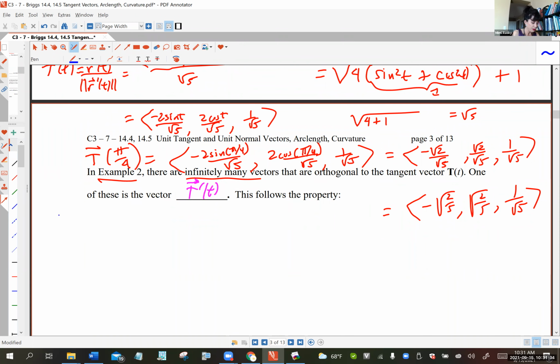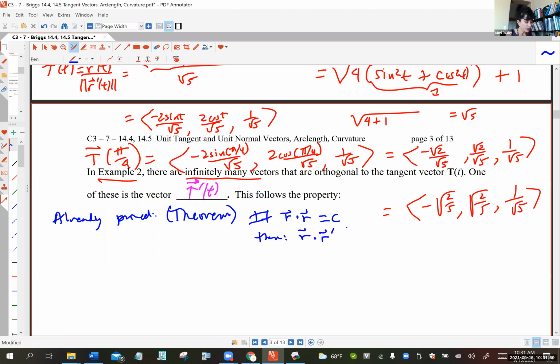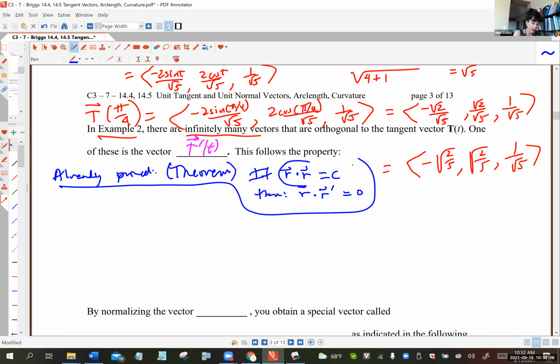I already proved, but I'll prove it again, that there was a theorem in a previous lecture that said if the dot product of a vector with itself gives you a scalar, a pure number, a constant, then here's what has to be true. The dot product of that vector with its own derivative will be 0. This was a theorem, and I did prove it, but I'll prove it again. So take a look at the premise. You get this, say this fact is true. You get that for free because that's the premise.